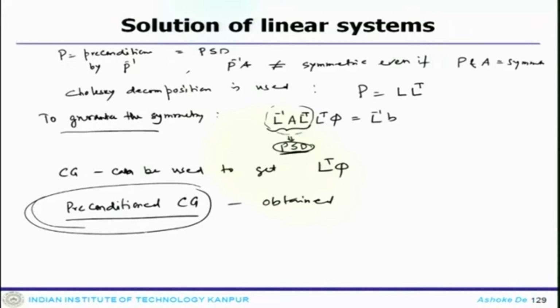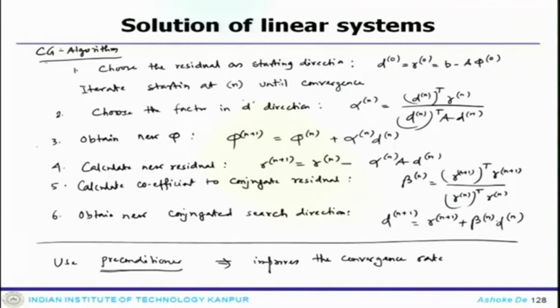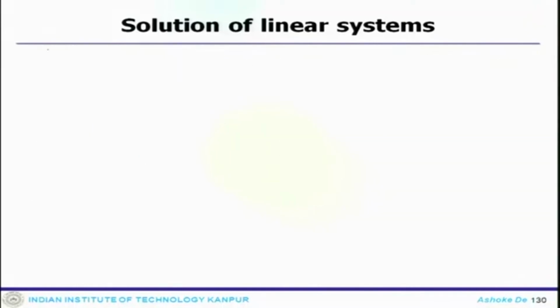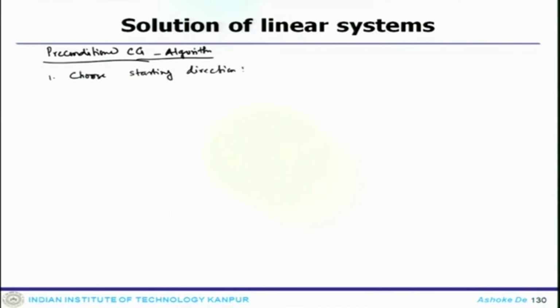Previously we have seen the algorithm for the conjugate gradient. Now, what happens to the original algorithm for the preconditioned CG algorithm? First, again you have to choose a starting direction, which is important. To get that, you calculate r naught equals b minus A phi naught. Now, you iterate starting at n until convergence. That is the criterion.